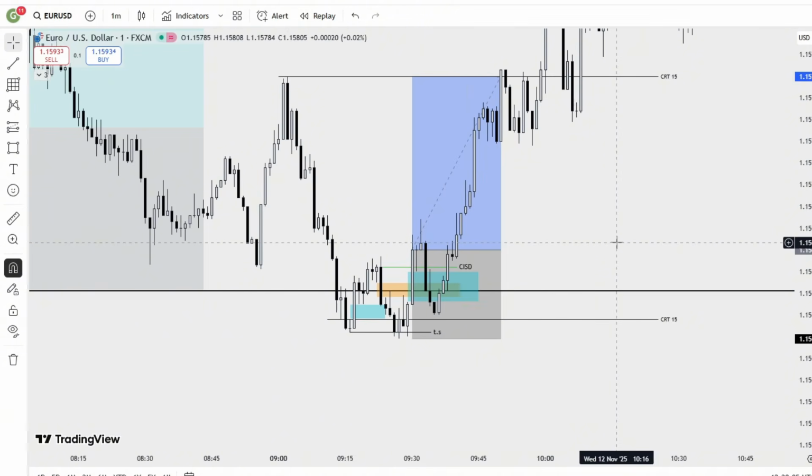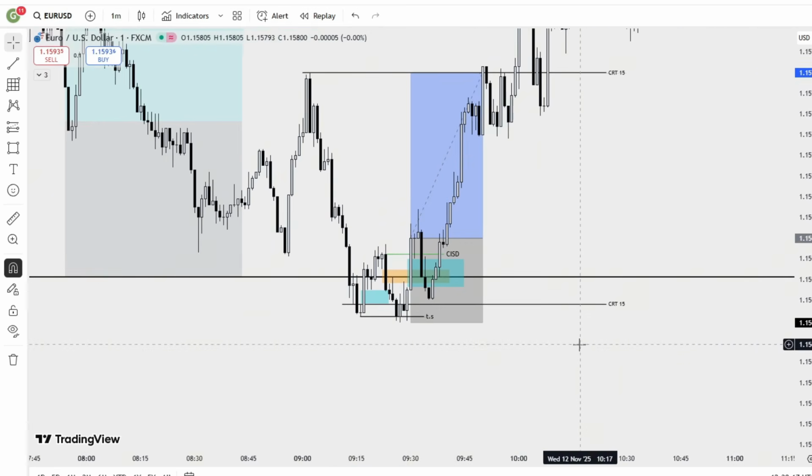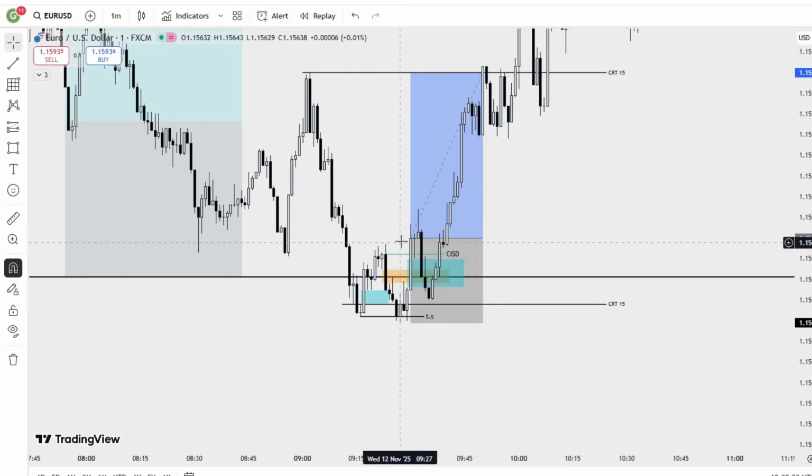But anyway, it's good. I can't complain. I closed my day with a 6R, so it's pretty good. But the fact is, you have a lot of entry models. Okay, you have this 15-minute CRT, then you have the inverse fair value gap, SMT. You can retest it. You can take it right here.